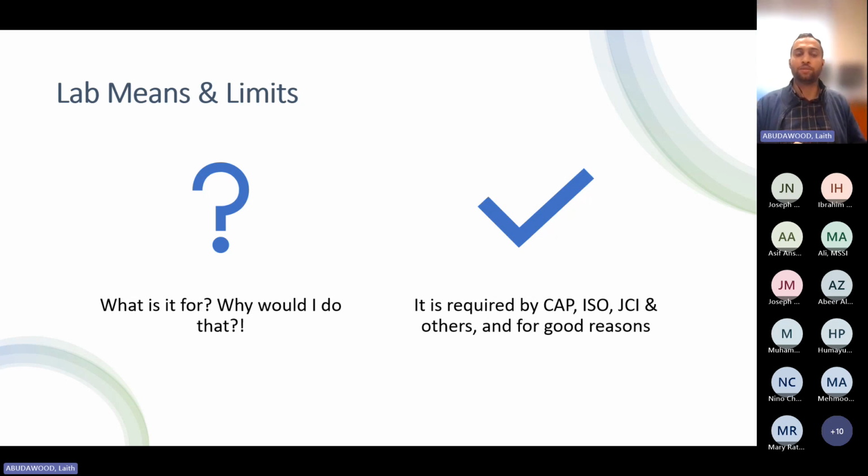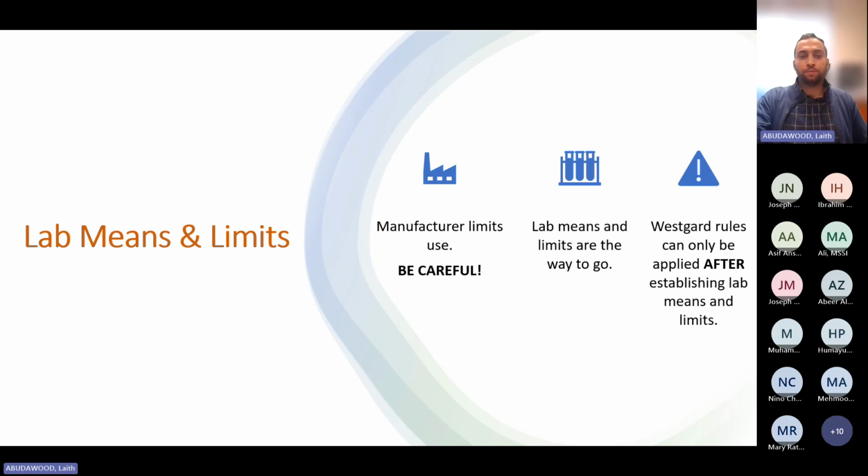Okay, so lab means and lab limits are very important to catch errors. For this reason, because they help you catch errors, they are mandated by CAP, ISO, and JCI, and many other accreditation bodies. Now, if the customer still insists on using the manufacturer limits, again, you cannot force their hand, but you have to be careful when it comes to interpreting the QCs.